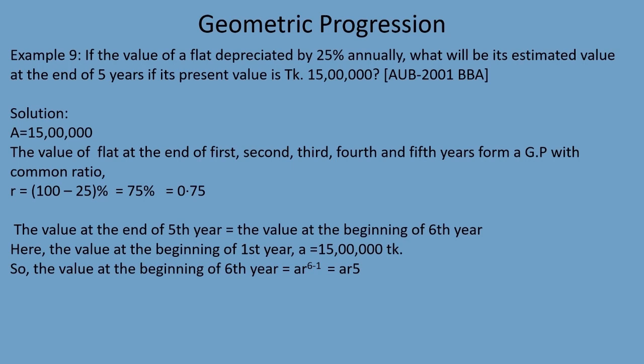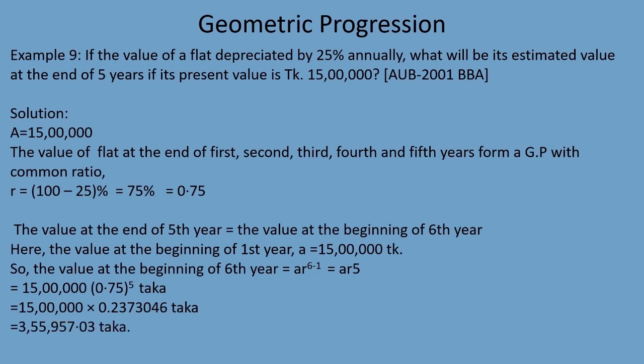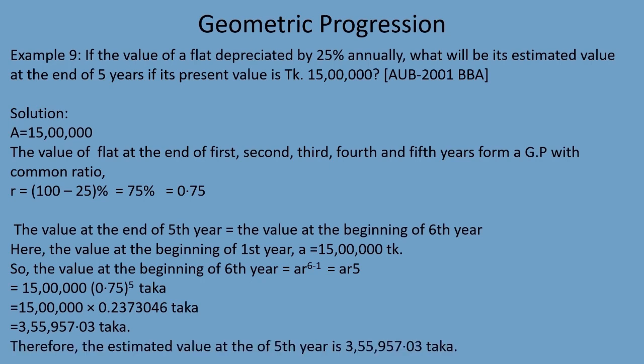This is equal to ar to the power 5, which is 15 lakhs into 0.75 to the power 5 taka, which is 15,000,000 times 0.373046 taka, which is equal to 355,957.03 taka. Therefore, the estimated value at the end of the fifth year is 355,957.03 taka.